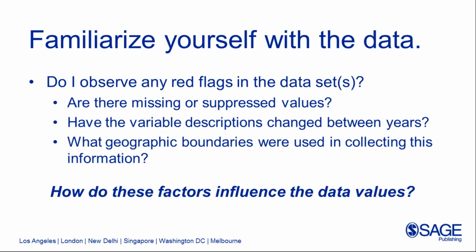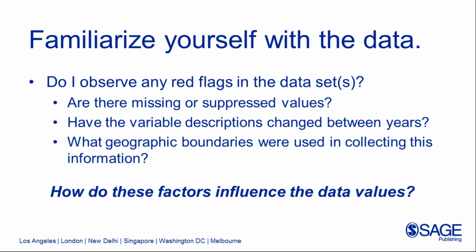So when actually diving into the data set, there are some red flags that they should keep an eye out for. For instance, are there missing or suppressed values? This is particularly true of health data sets over privacy concerns. Most of the time those values will be flagged. Have the variable descriptions changed between years? This is common with survey data where the wording of a question may have changed in between survey years.